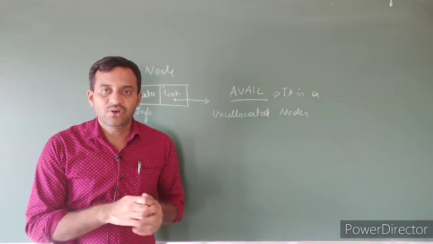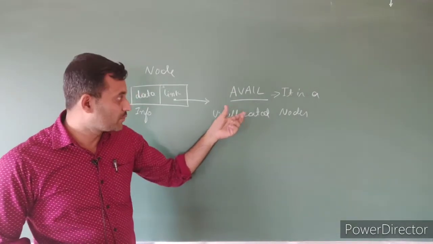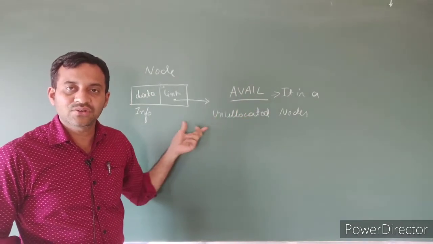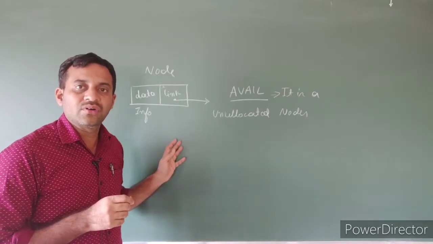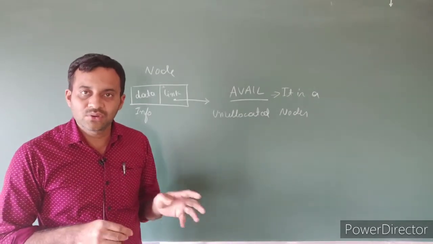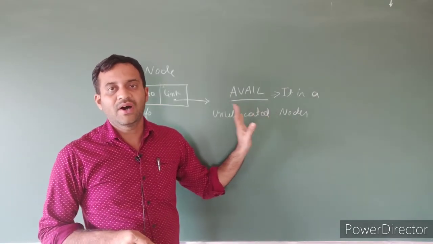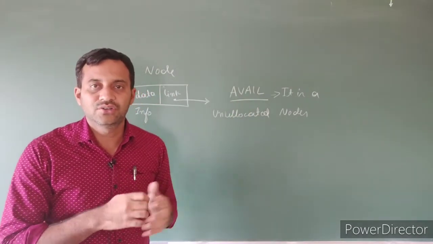If you create a node, then nodes are deleted from the avail. Then those nodes are added or inserted to the linked list. If you delete any node in a linked list, that again goes back to the avail. Here avail is a collection of unallocated nodes.